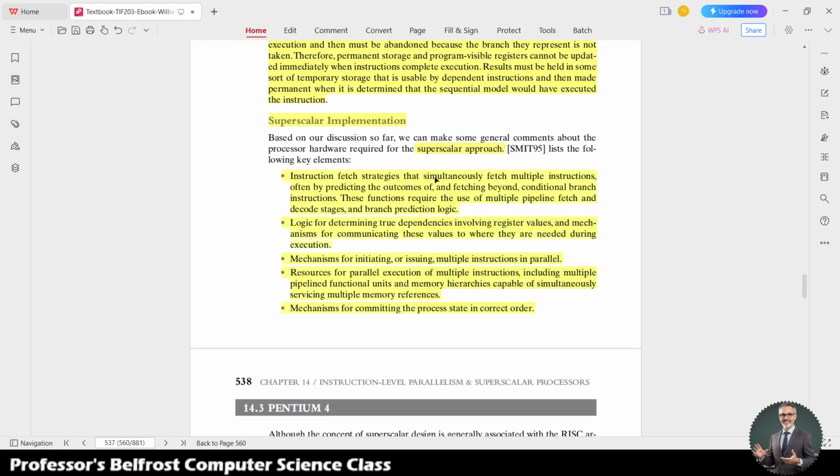First, instruction fetch strategies that simultaneously fetch multiple instructions, often by predicting the outcomes of and fetching beyond conditional branch instructions. Second, logic for determining true dependencies involving register values. This is important, register values. And mechanisms for communicating these values to where they are needed during execution. Third is the mechanism for initiating or issuing multiple instructions in parallel. We also have resources for parallel execution of multiple instructions. Also, we need a mechanism for committing the process state in correct order.